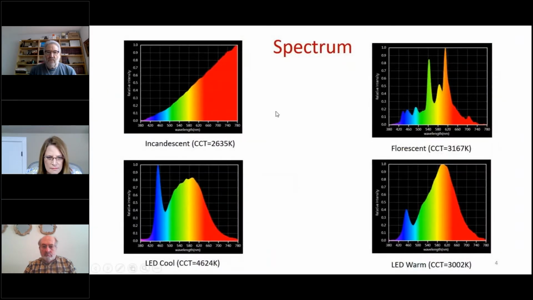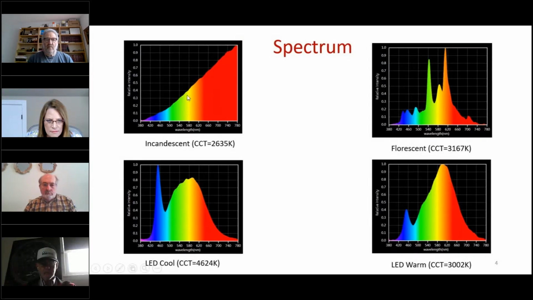First we start with the spectrum. These are the four spectra that we measured. From top left, we have the incandescent. The color temperature was measured at 2635, which is consistent with what is written on the box. The incandescent light is a black body source, so it has a continuous profile. You can see it's rising here.